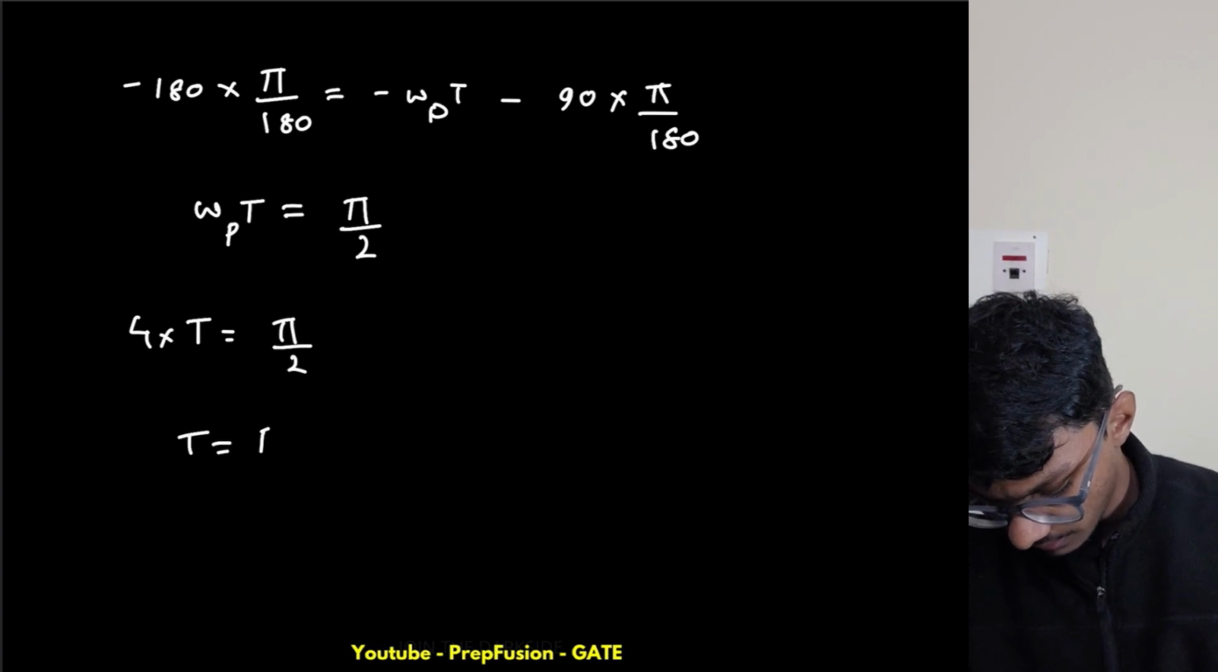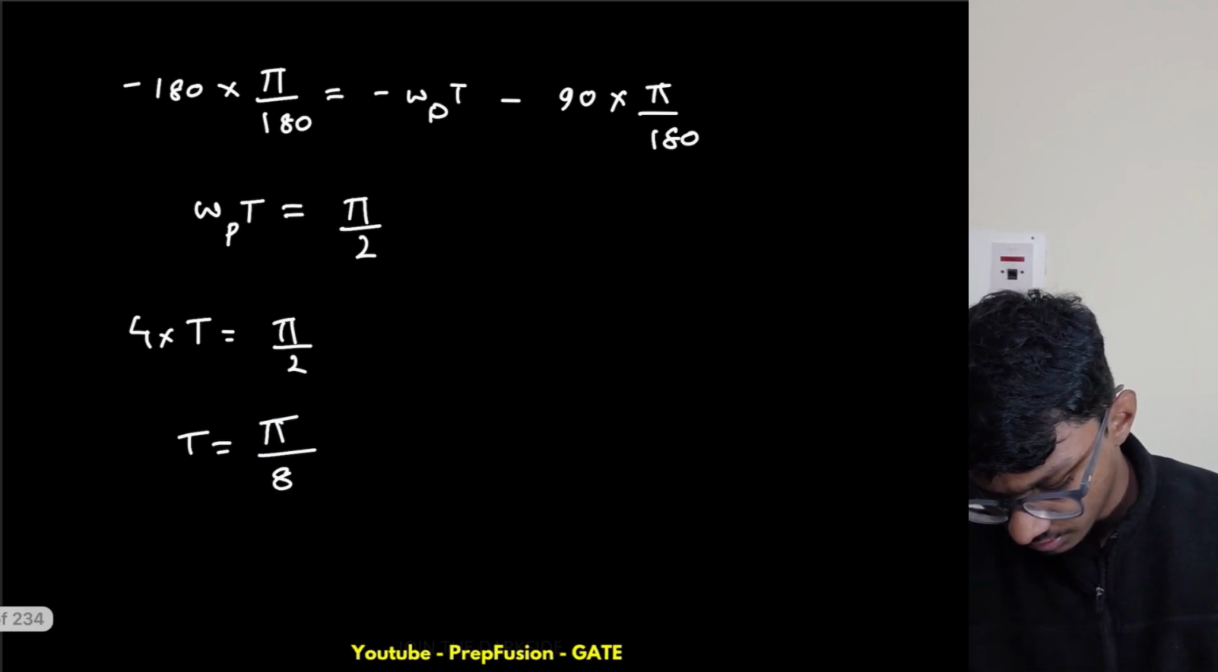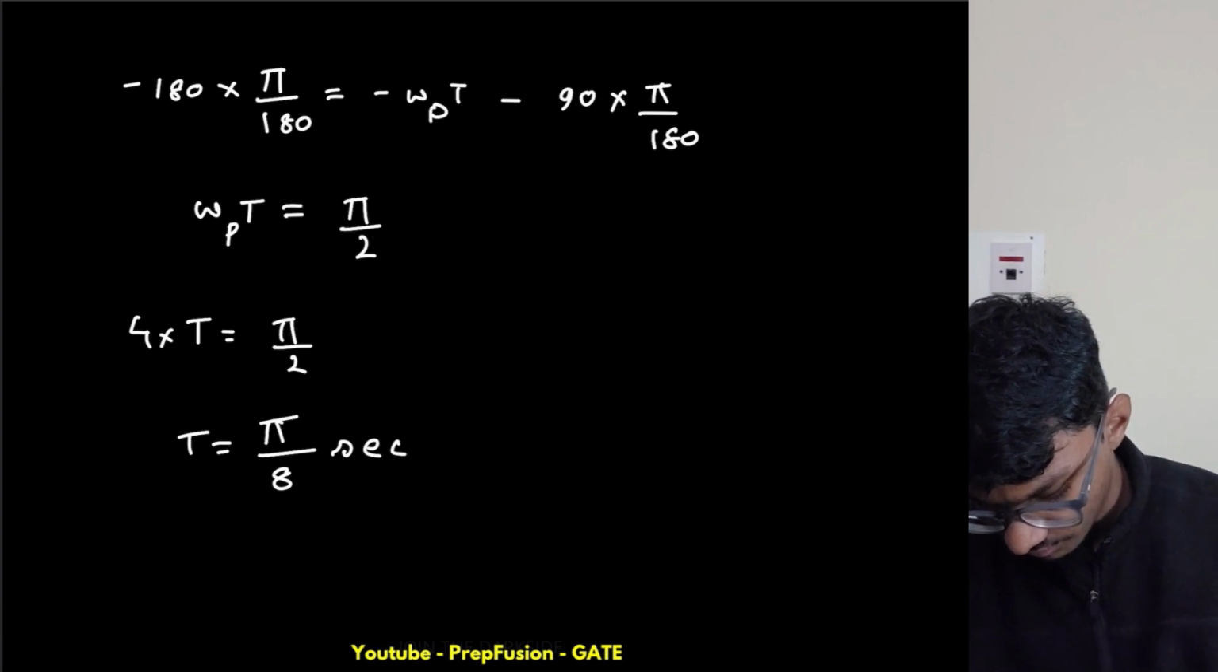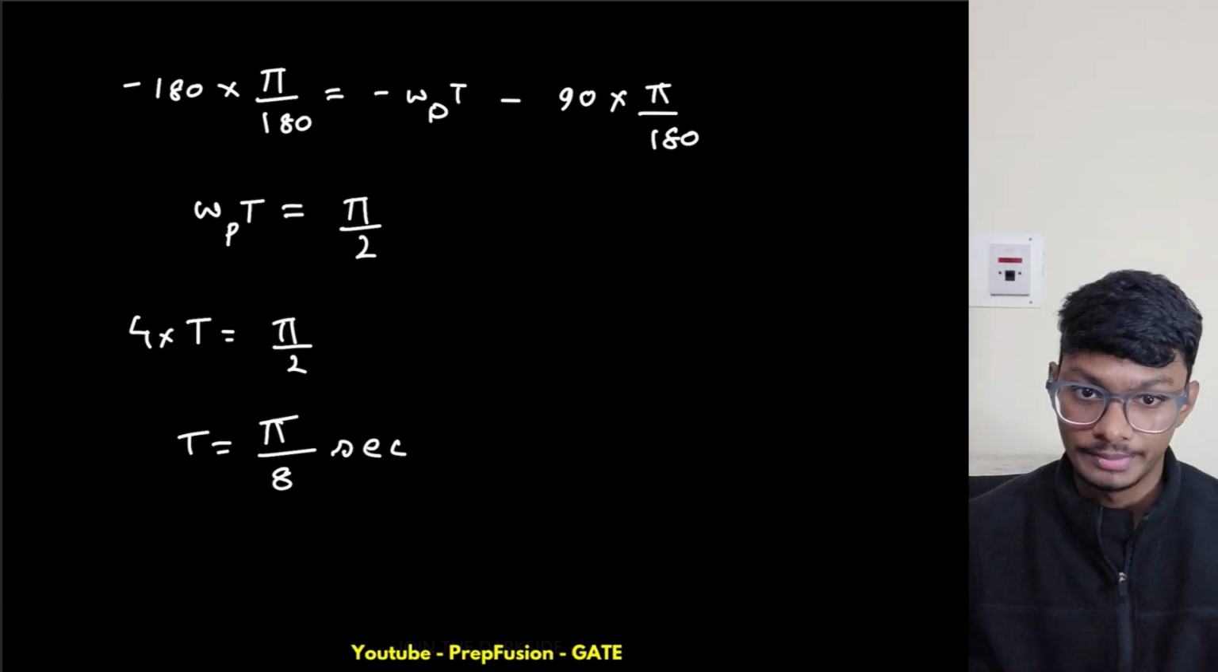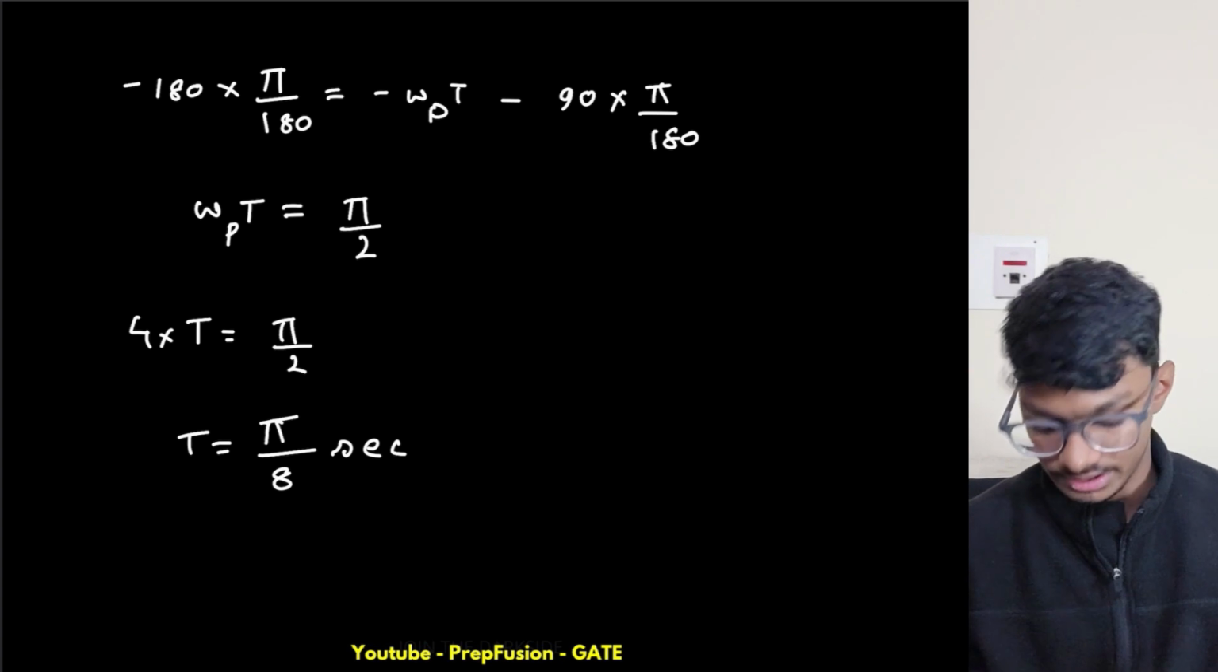So t equals to pi by 8 seconds. Okay, so my t is equal to pi by 8 seconds, right? So my t is pi by 8 seconds, so this is my answer basically, the solution.